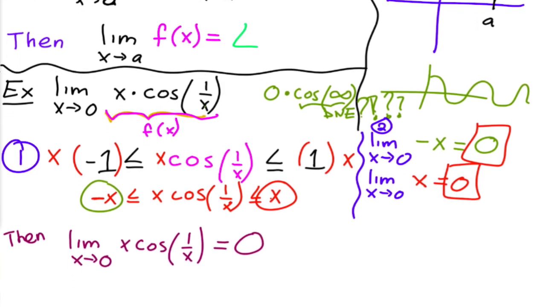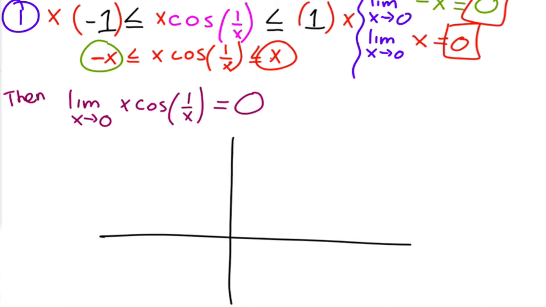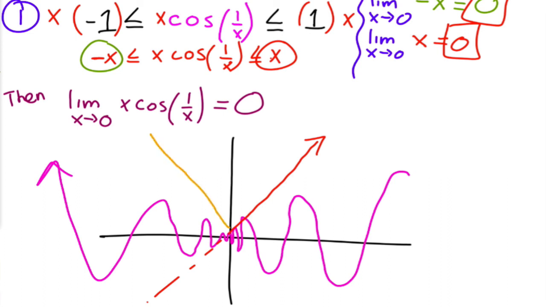And if we draw a picture of this function, x cosine of 1 over x, it's big out here, but then as you get closer and closer to 0, it starts oscillating, so not a very good picture. But here, positive x looks like this, and then negative x looks like this. And so what's happening is it's getting squeezed right here by those two functions. And so at 0, as you get closer and closer to 0, this function is also going towards 0.